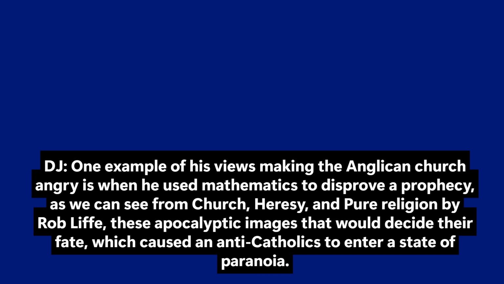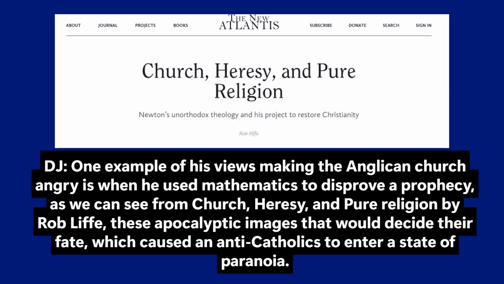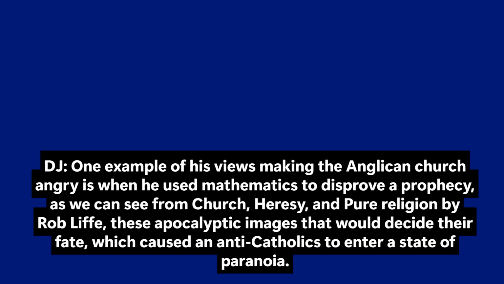One example of his views making the Anglican Church angry is when he used mathematics to disprove a prophecy, as we can see from Church, Heresy, and Pure Religion by Rob Life. These apocalyptic images that would decide their fate caused the anti-Catholics to enter a state of paranoia. This, though, was fully disproved and told to be utterly preposterous, which made the church angry as they wanted a different answer.